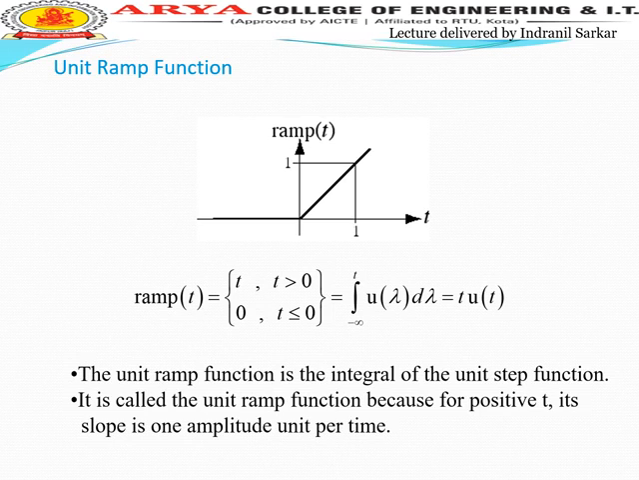Unit ramp function. The figure shows the ramp function. This is a straight line at a 45-degree angle. Here ramp(t) is equal to t for t greater than 0 and 0 for t less than or equal to 0, which is represented as the integral from minus infinity to t of u(lambda) d lambda, equal to t u(t). The unit ramp function is the integral of the unit step function. It is called the unit ramp function because for positive t, its slope is 1 amplitude unit per unit time.